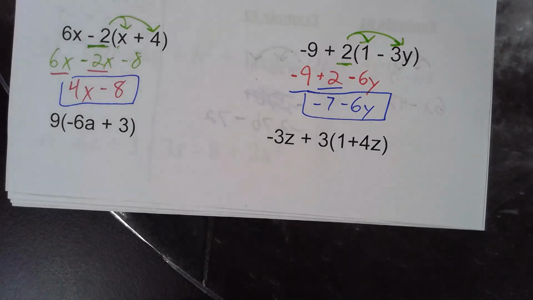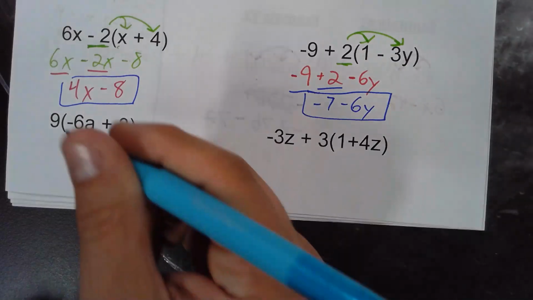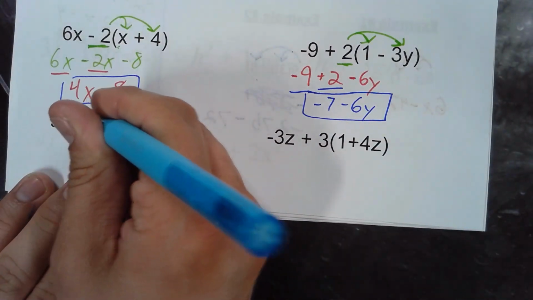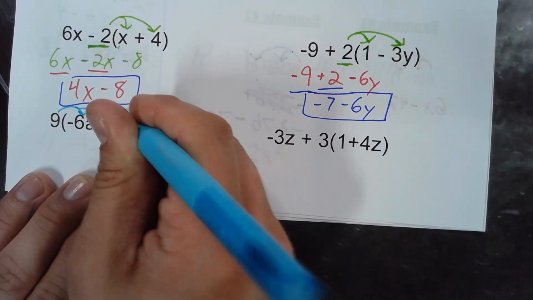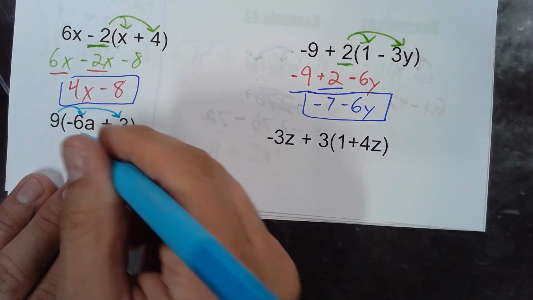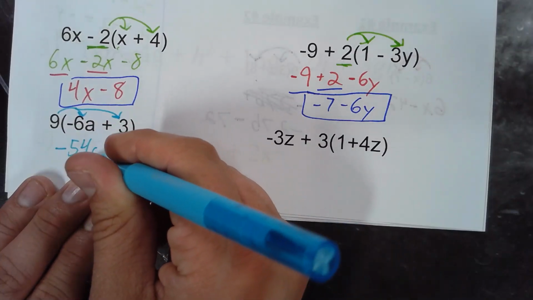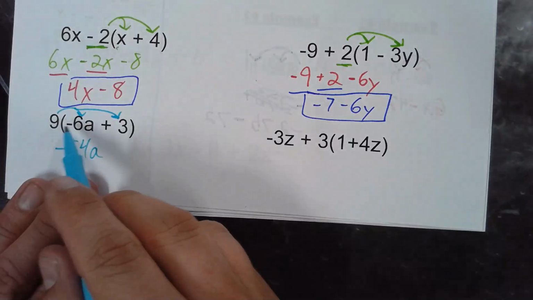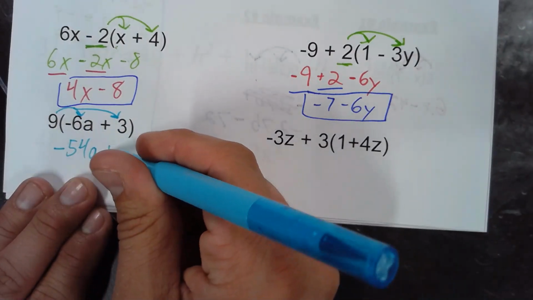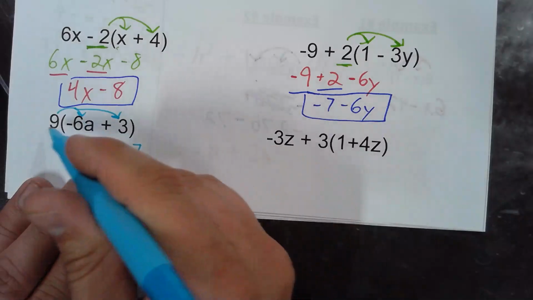So let's look at 9 times negative 6a plus 3. So we're going to distribute that 9. So 9 times negative 6 is negative 54. And then we got to bring down the a. Plus 27, right. 9 times 3 is 27. Yep, so that's the final answer on that one.